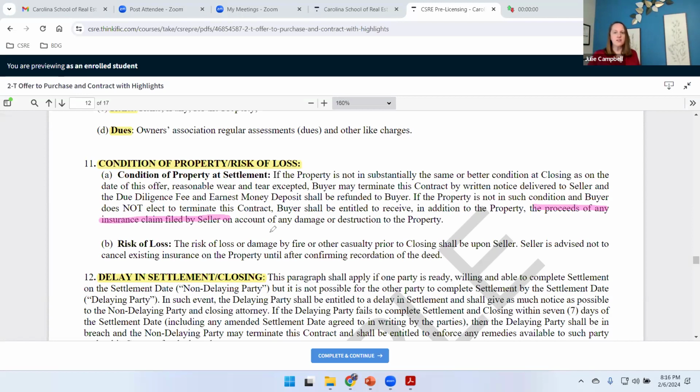Also, risk of loss is going to be on the seller until closing. Remember, it's still the seller's property until that brand new deed is recorded, the very last act. Seller needs to keep homeowner's insurance on the property until closing. Even if it's vacant, they still need to keep it insured. I can't tell you how many sellers I've had who said, woo, we're under contract, I'm going to call Allstate and cancel my insurance. Whoa, slow down. It's still their property. So make sure we have this conversation with them.